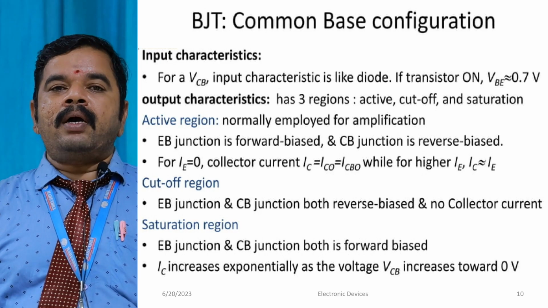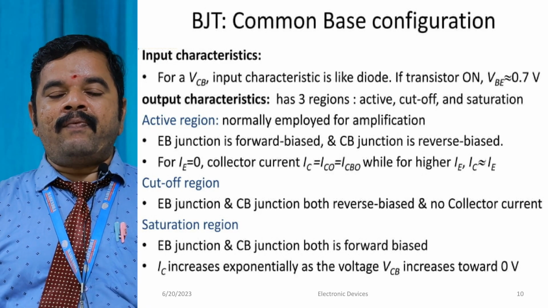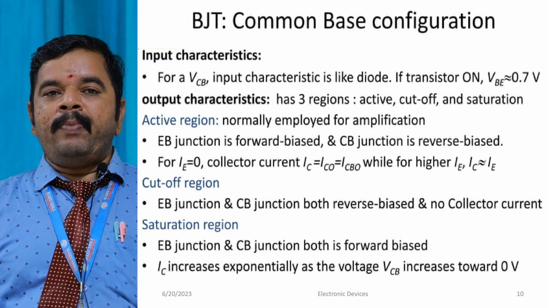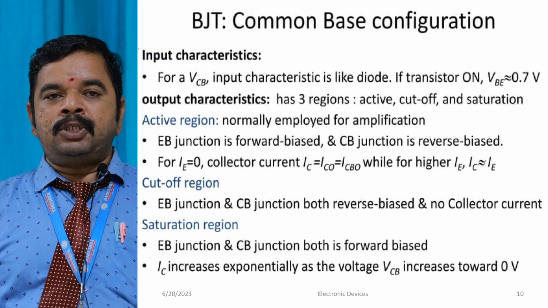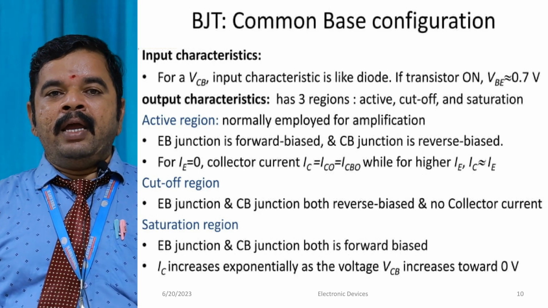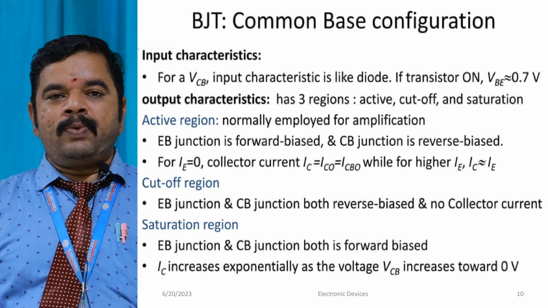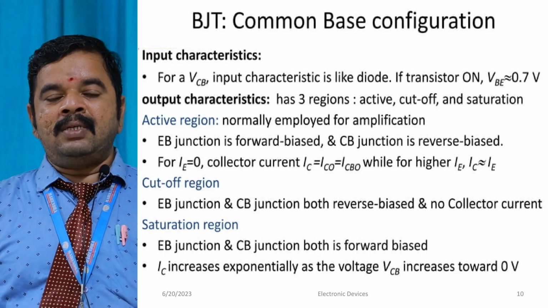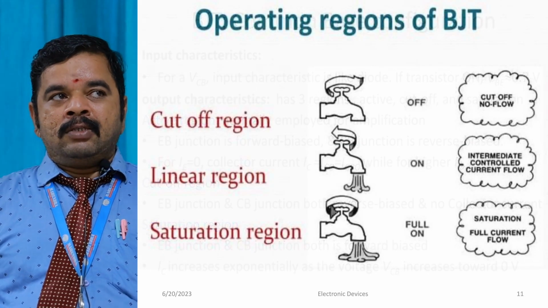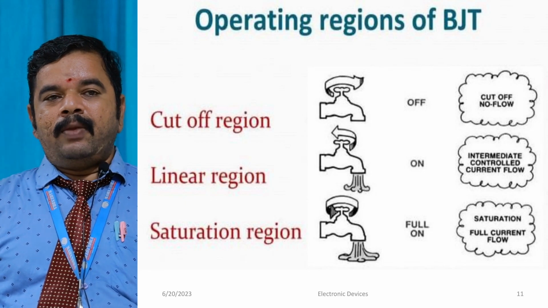Under that, more current will be flowing over the saturation point. After the saturation point, the current is maintained constant, because after that point there is no increase of current, while the voltage maintains constant. That is what we call the common base configuration, the three regions of operation. So this is what we have discussed over the points already.